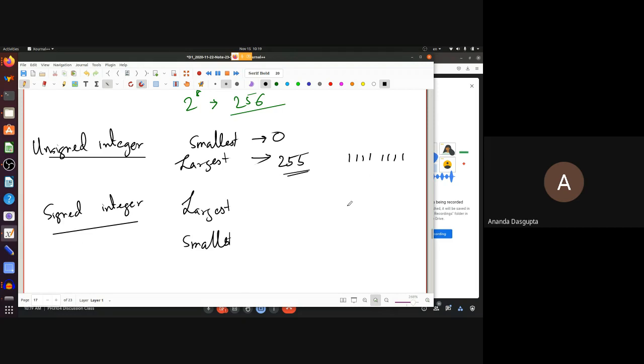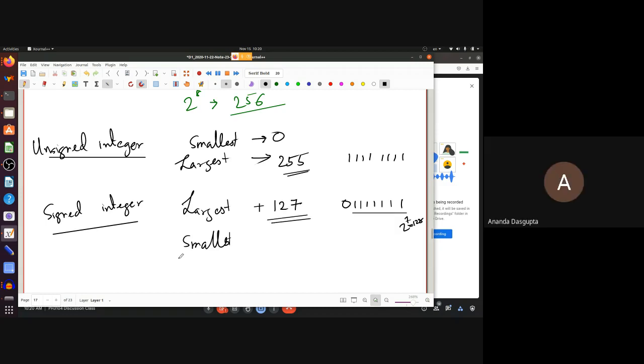So what will the largest possible number be? First of all, it had better be a positive number, so the sign bit should be 0. And the other bits should be as big as possible, right? 1, 2, 3, 4, 5, 6, 7. So this is the largest positive number. How much is it? By the way, 2 to the power 7 is 128. So what is this number? 127.